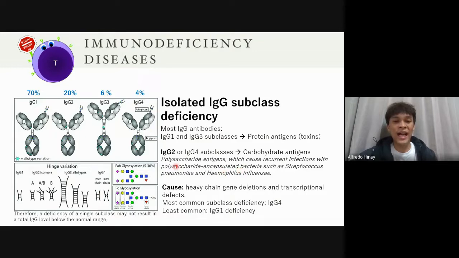And then we also have your IgG2 and IgG4 subclasses that are very potent if the bacterial antigen is carbohydrate in nature. Examples of carbohydrate in nature, class, are your polysaccharide antigens, right? Or LPS, lipopolysaccharide, which cause recurrent infection with polysaccharide encapsulated bacteria such as Streptococcus pneumoniae and Haemophilus influenzae. So at least now you know that your IgG1 and IgG3 are potent for protein antigen, then IgG2 and IgG4 for carbohydrate antigen.